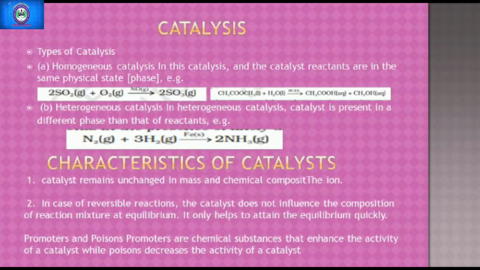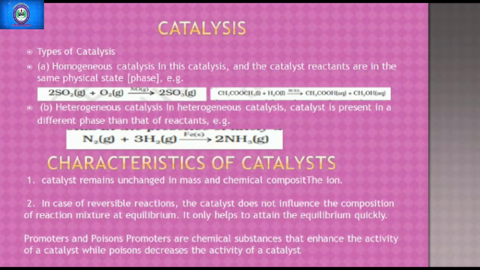One more example we can give here: sulfur dioxide gas, when oxidized in the presence of oxygen, forms sulfur trioxide. Sulfur trioxide is also a gas, but here the catalyst used is platinum, which is a solid.